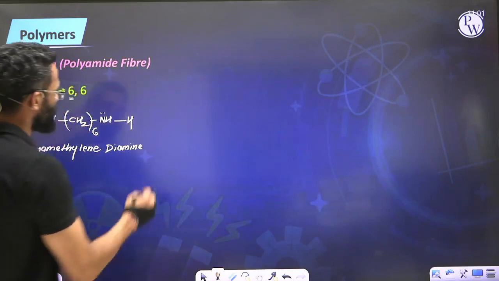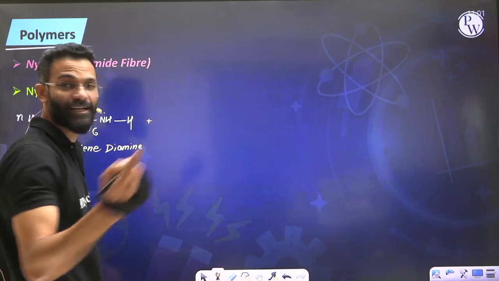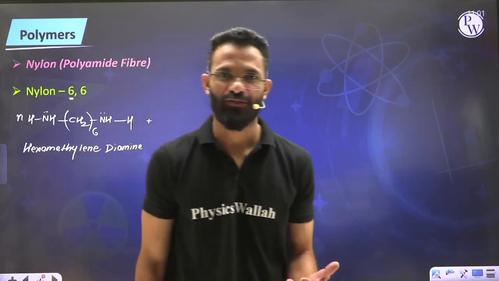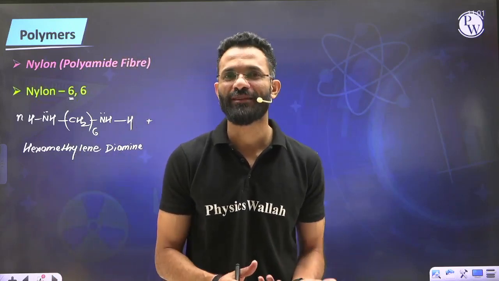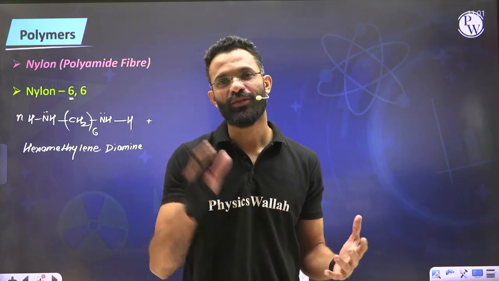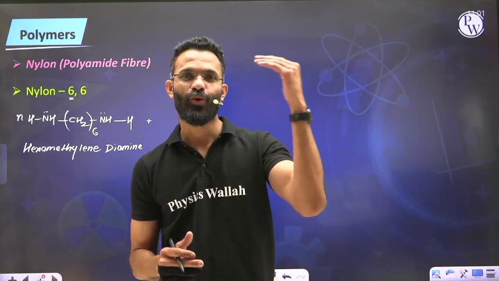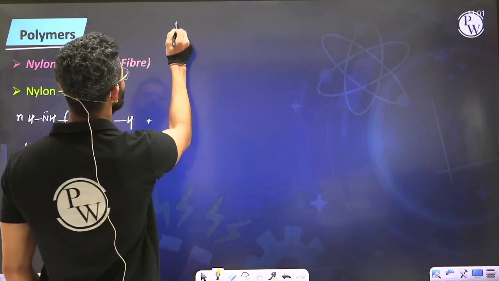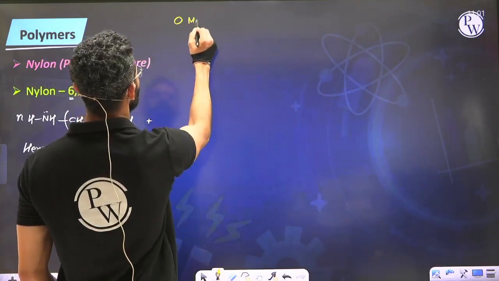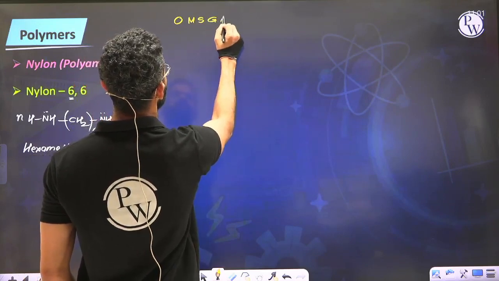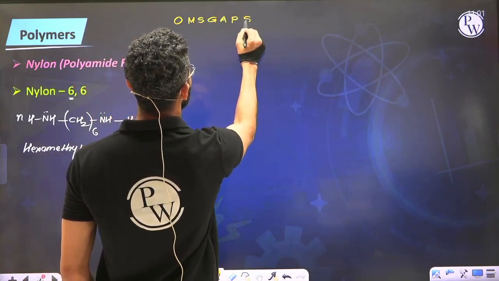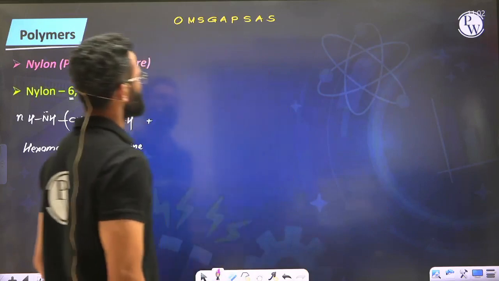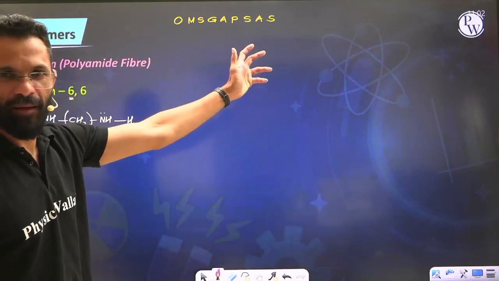The second 6 stands for a dicarboxylic acid containing 6 carbon atoms. So guys, when we studied carboxylic acid, I introduced you to the list of dicarboxylic acids, and we also remembered the names in a simple way. The simple trick to remember all the names of dicarboxylic acids was O-M-S-G-A-P-S-A-S, Ohm's gap, S-A-S. I'll just write it down once again. So the trick was O-M-S-G-A-P-S-A-S, Ohm's gap, S-A-S. These are the initials of the dicarboxylic acid members in this particular series.